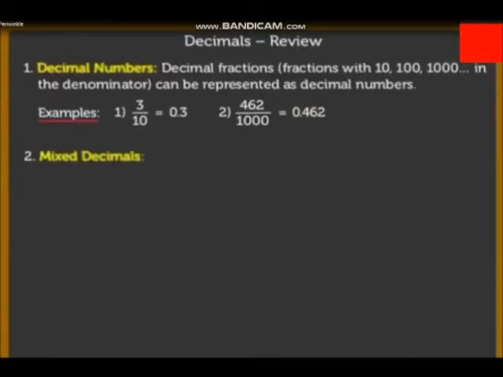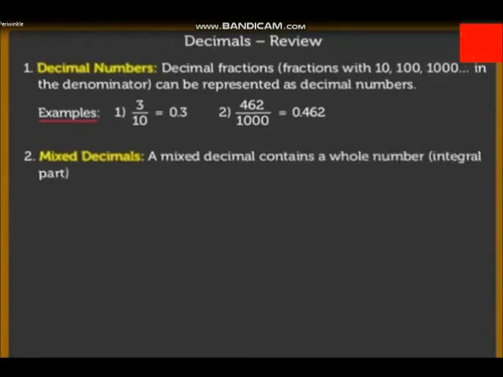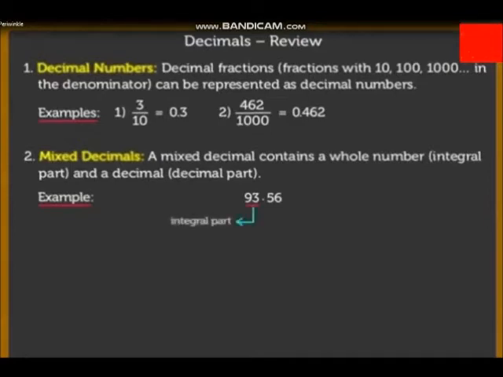Now what are mixed decimals? A mixed decimal contains a whole number, integral part and a decimal part. So मिक्स्ड डेसिमल्स क्या होते हैं? मिक्स्ड डेसिमल्स में होल नंबर भी होता है जो इंटीग्रल पार्ट होता है और डेसिमल पार्ट होता है आफ्टर डेसिमल पॉइंट. For example 93.56. So this 93 is the integral part and after decimal point 56 is the decimal part.